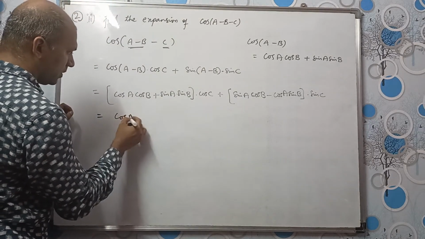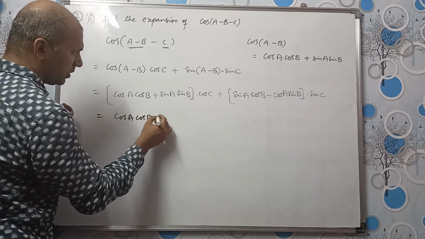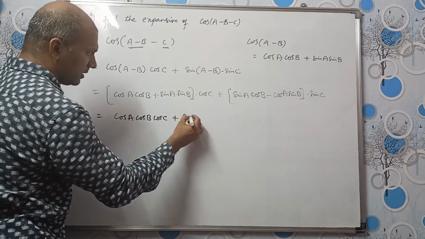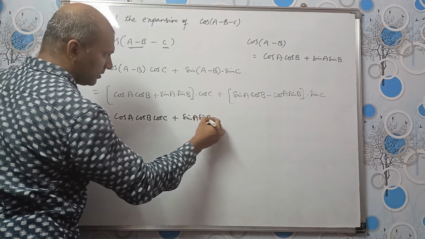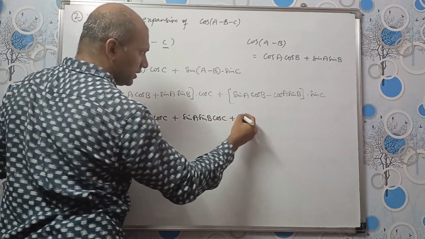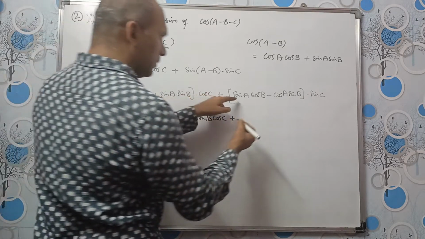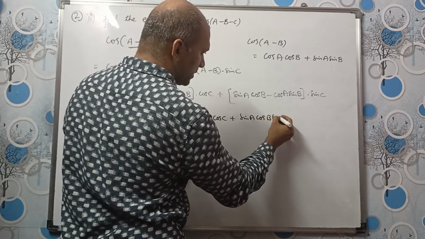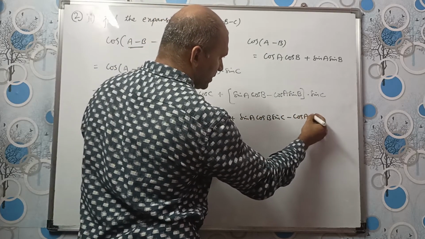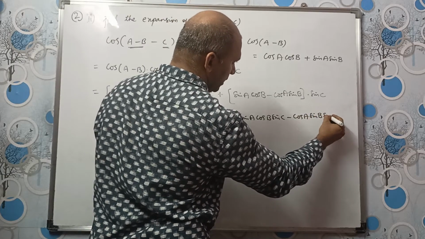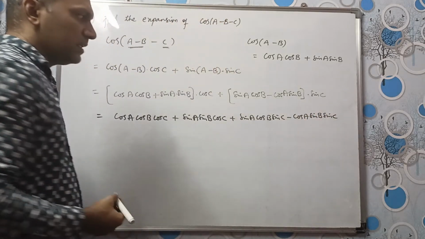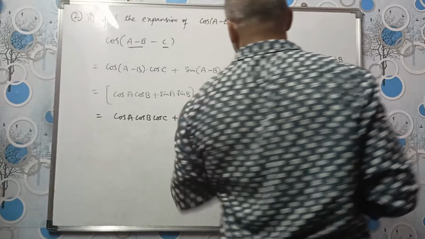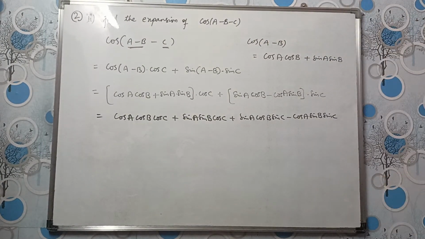Okay. Now let us multiply. So we have cos A cos B cos C plus sin A sin B cos C, plus sin A cos B sin C minus cos A sin B sin C. This is the expansion of cos A minus B minus C.